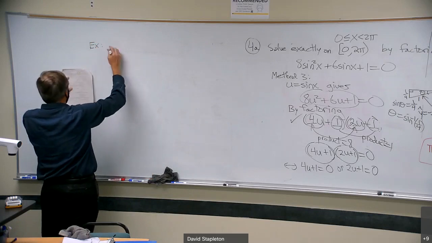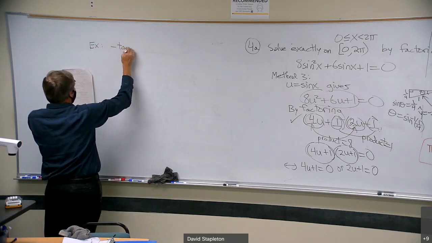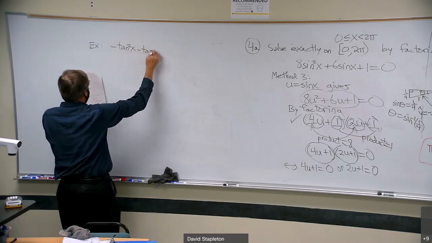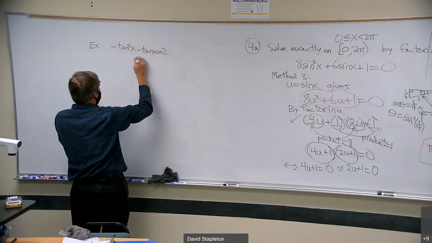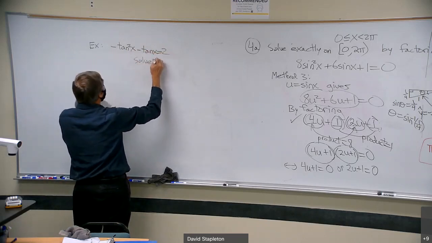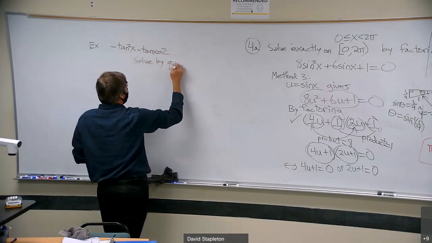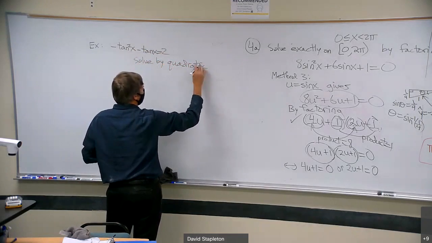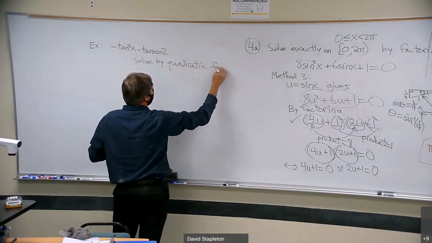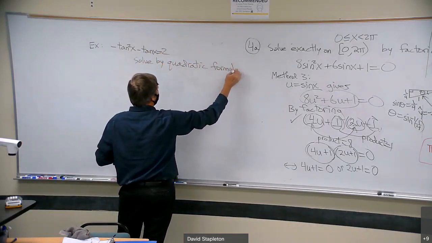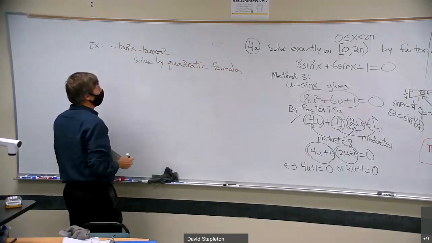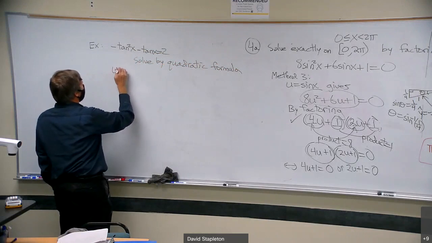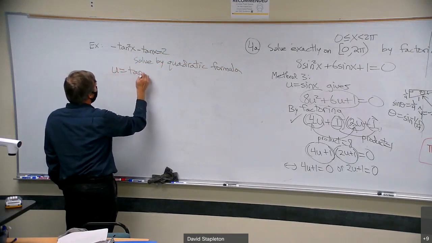Minus tangent squared x minus tangent x equals 2. And this time solve by the quadratic formula. Nice thing about the quadratic formula, it always works, where sometimes the factoring is hard to guess. Or there may not be any real factors. What do I do for this one? I first substitute u equal the trig function, right?